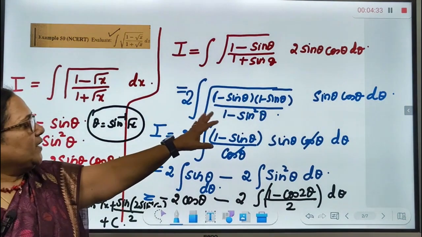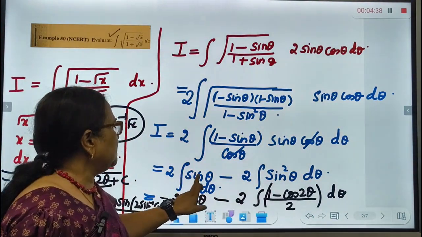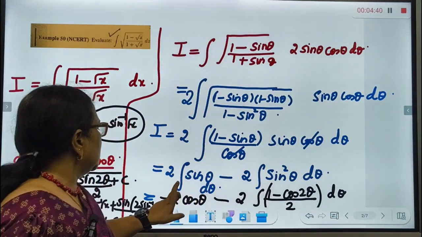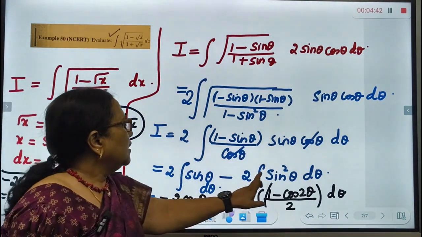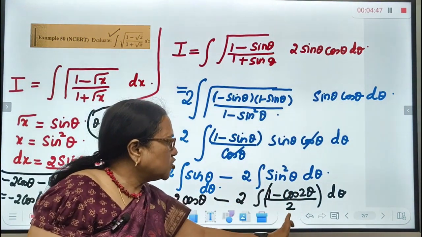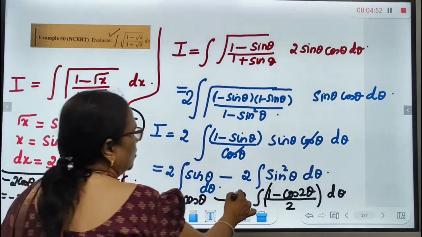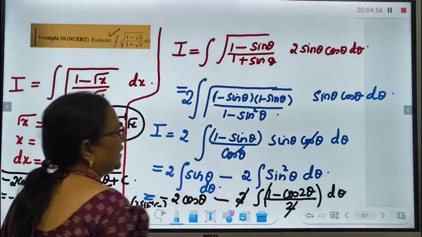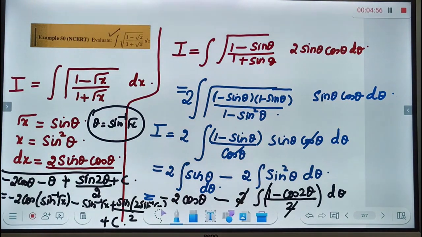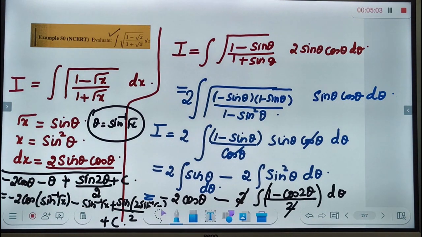So what I have done here is multiply and divide by the conjugate. Finally it reduces to 2 times the integral of sine theta, which is minus 2 cos theta, minus 2 integral of sine square theta. Sine square theta you can write as (1 minus cos 2 theta) by 2. So that 2 gets cancelled. So you will get integral of theta plus integral of cos 2 theta, which is sine 2 theta by 2, plus c. Substitute back for theta. Is it clear?